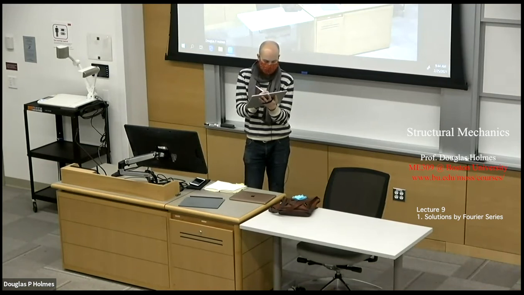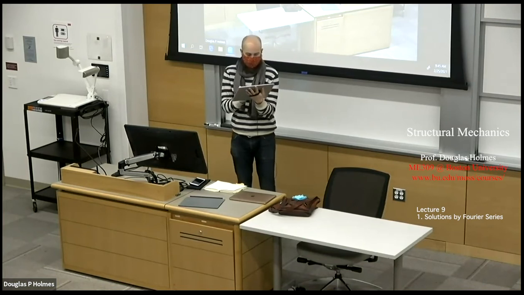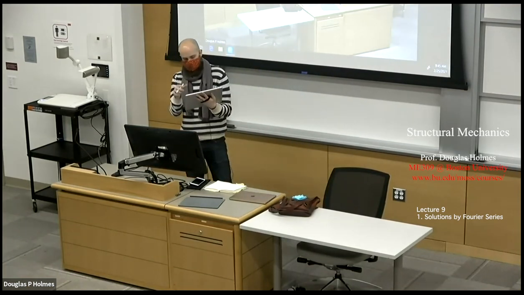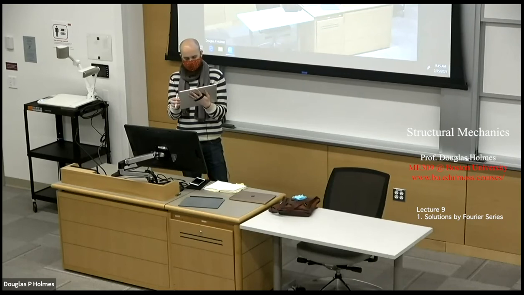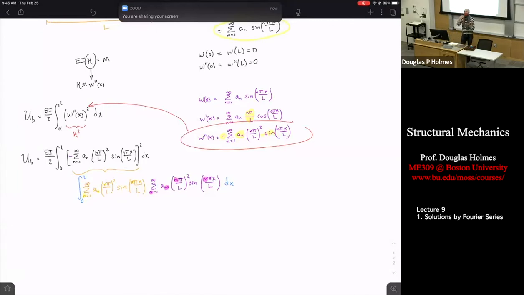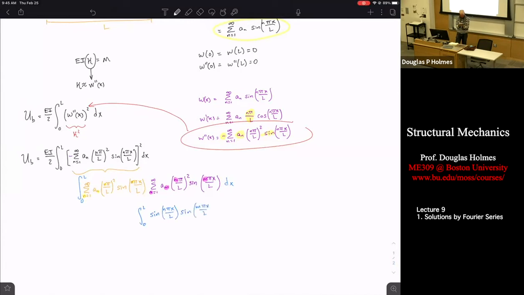Hopefully visually you'll be able to see what I'm saying here. I am trying to take the integral of these two terms. So I'm trying to integrate over sine of n something times sine of m something. And that integral, so the integral from 0 to L of sine of n pi x over L times the sine of m pi x over L equals 0 when n and m are different, and it equals a number when n and m are the same.